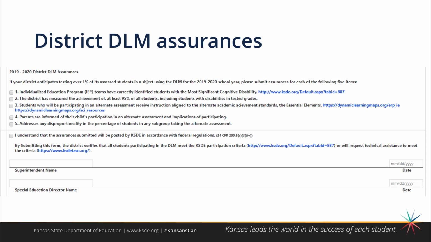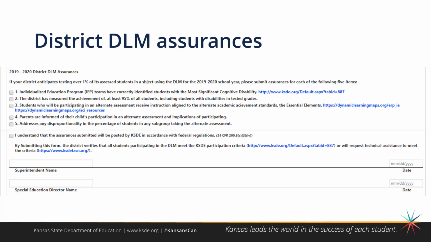The final thing that will appear on the justifications is the DLM Assurances. This was something that I sent out this summer that had to be completed for the 17-18 school year because of us applying for a waiver to the 1%. Beginning with this year's justifications, we will include the assurances for the 2019-20 school year.